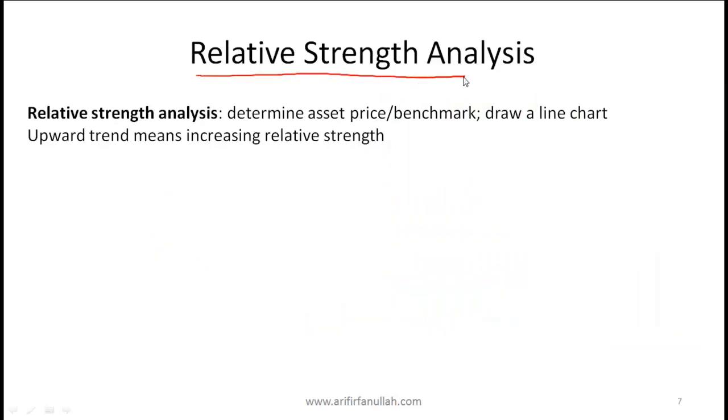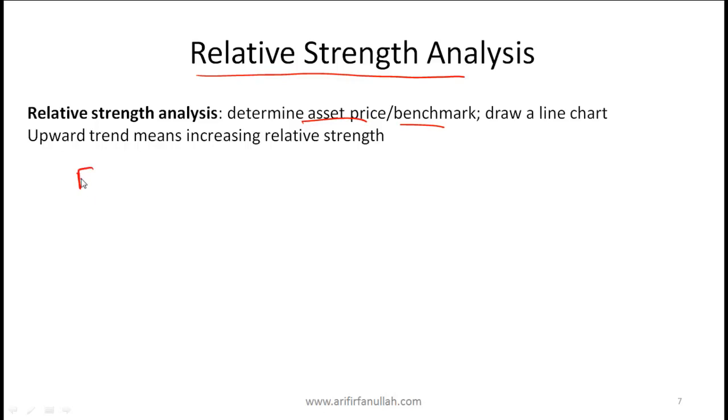Relative strength analysis. In relative strength analysis, we basically determine the asset price, divide by the benchmark, and draw a line. Uptrend means increasing relative strength, and obviously a downtrend would mean a decreasing relative strength.